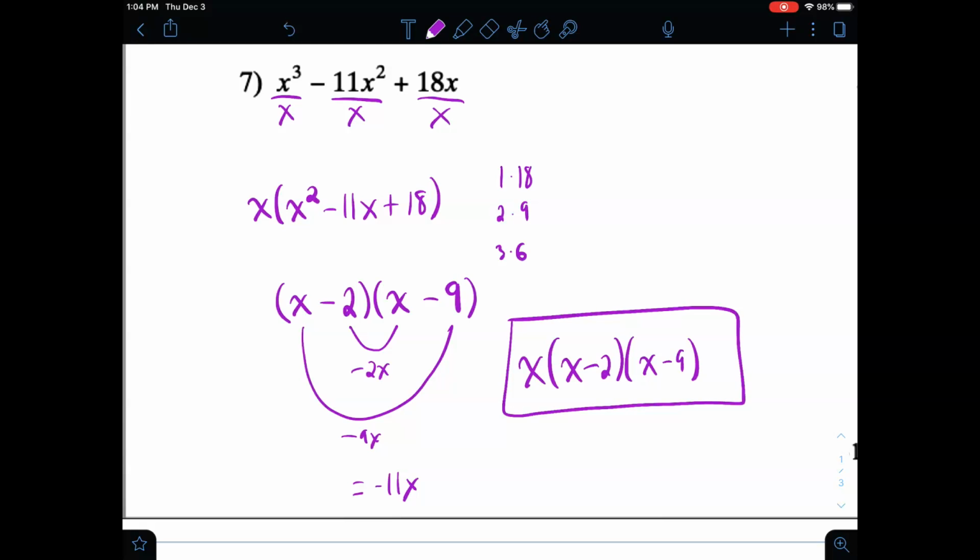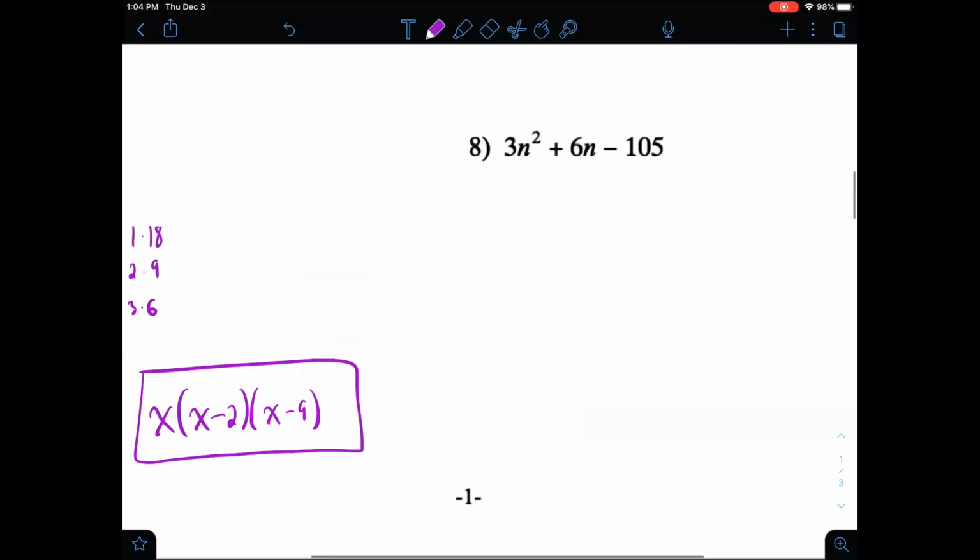You could have also written x times x minus 9 times x minus 2, that's fine. These could be rearranged. That'd be totally fine. It's not a problem. So just keep that in mind. All right, cool. Very good.